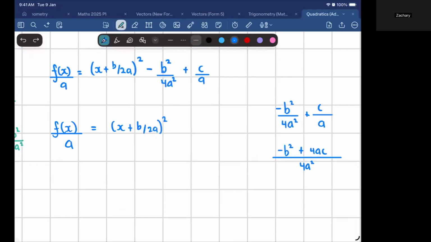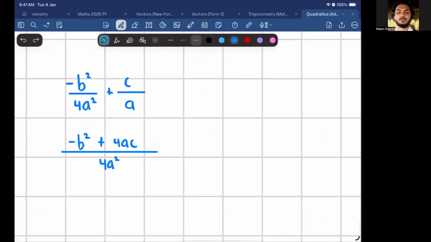When you add the b squared over 4a squared plus c over a, what did I get when I combined these two fractions? You get 4ac minus b squared over 4a squared. Right. So all you did was rearrange it. So you said 4ac minus b squared over 4a squared. That's what you did, right? Yes.